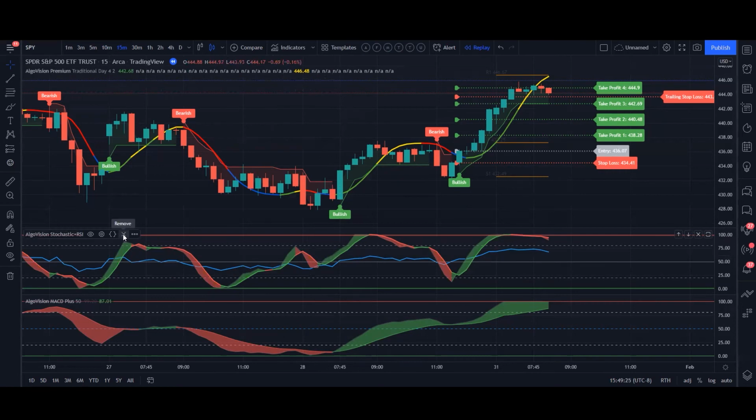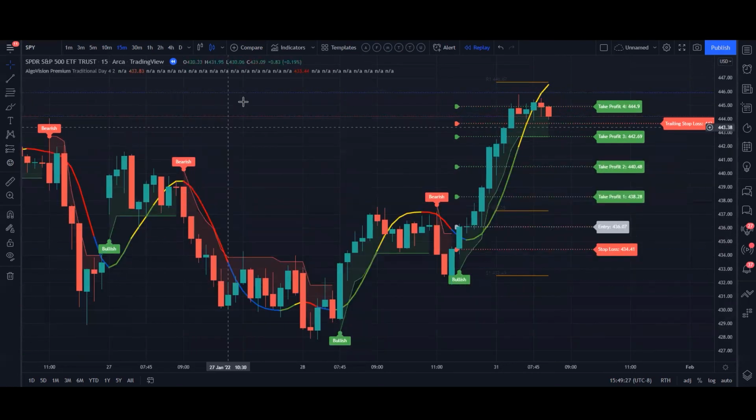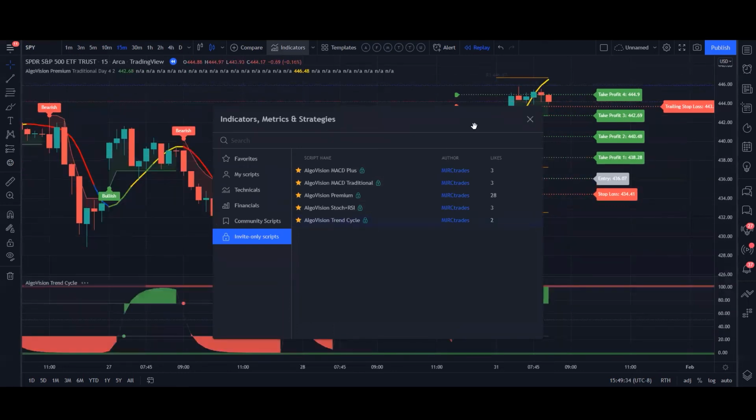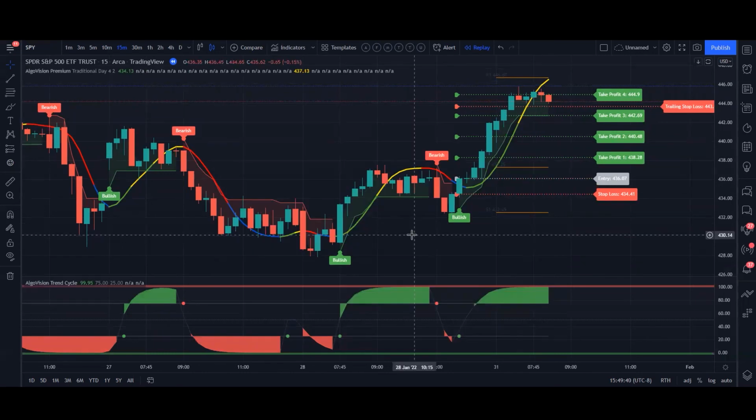But let's take these off our screen for now and talk about the final indicator. And this one is called the shaft trend cycle, or the AlgoVision trend cycle in this specific case. And the trend cycle, or STC for short, is very similar to the MACD, but reacts faster to changing market conditions due to our more responsive signal line.